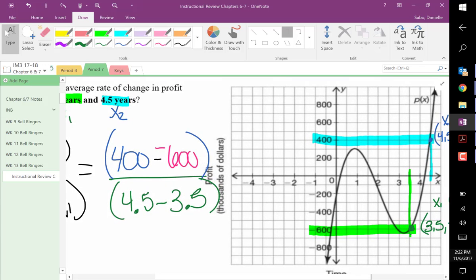Trying to get a new light bulb in here because it's kind of dull.